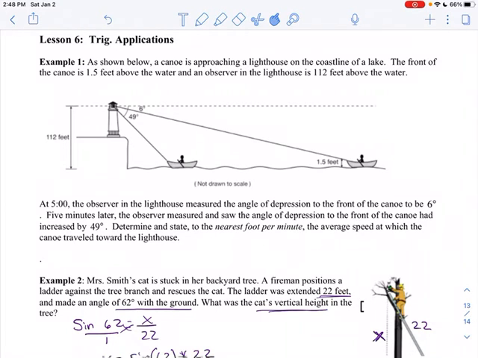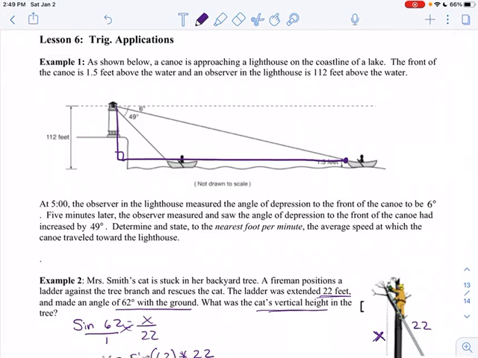The front of the canoe is 1.5 feet above the water. An observer in the lighthouse is 112 feet above the water. At 5 o'clock, the observer in the lighthouse measured the angle of depression to the front of the canoe. So here's the problem right here: he's just measuring it to the front of the canoe. So I'm going to draw a line straight down, but it's not going to the water. It's going right here. So that is my right triangle.